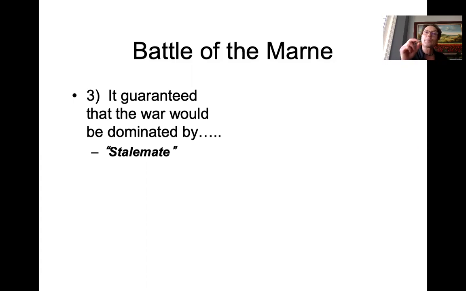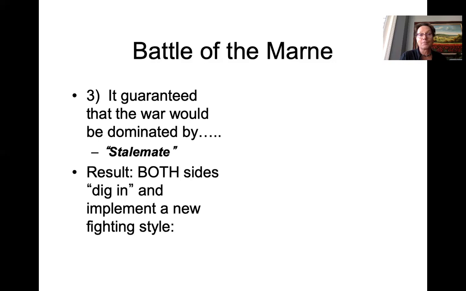So stalemate simply means when neither side is strong enough to defeat the other. That's a stalemate. That means that the Germans and the Central Powers are not strong enough to defeat the Allied powers, the French, the Brits, and the Russians. And conversely, the Allied powers are not strong enough to defeat the Central Powers, the Germans, and of course, the Austro-Hungarian Empire.